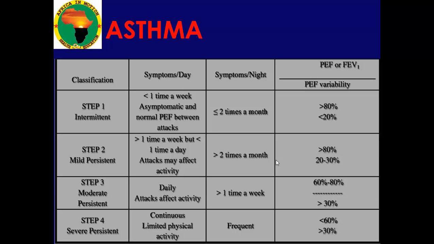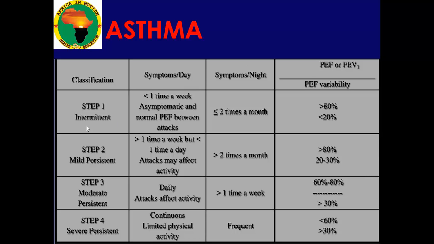We need to remember that asthma has classifications. There is class step 1, step 2, step 3, and step 4, where step 1 is just intermittent, step 2 mild persistent, step 3 moderate persistent, and step 4 severe persistent. So each class will be having different symptoms. These are the day symptoms and these are the night symptoms. Like this on the intermittent one, the patient will be having one asthmatic attack, just less than once in a week.